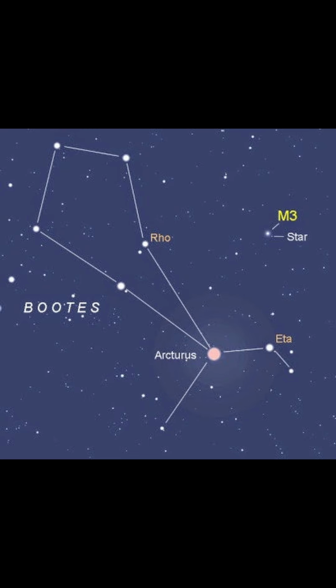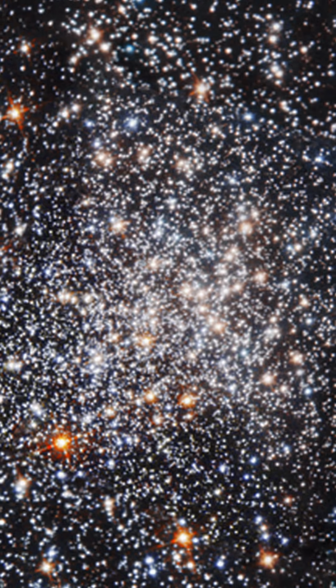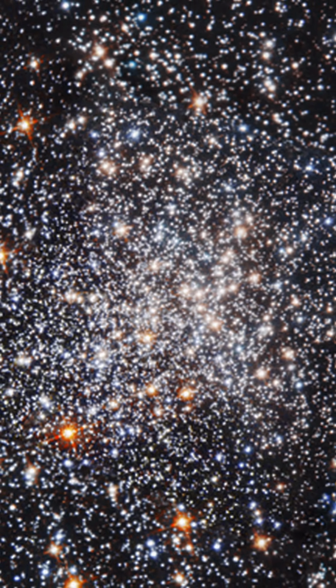The cluster is located 34,000 light-years from Earth near the constellation Bootes. It has an apparent magnitude of 6.2 and can be spotted using a pair of binoculars. The best time to observe M3 is during May.